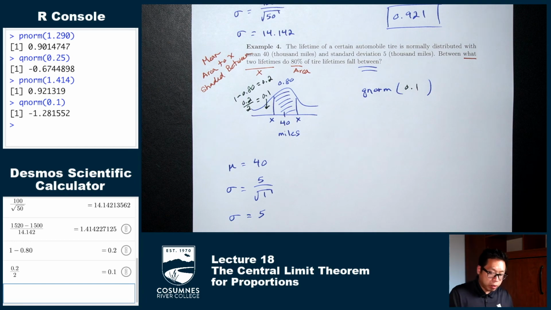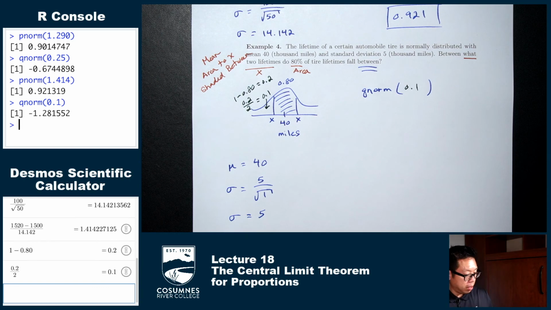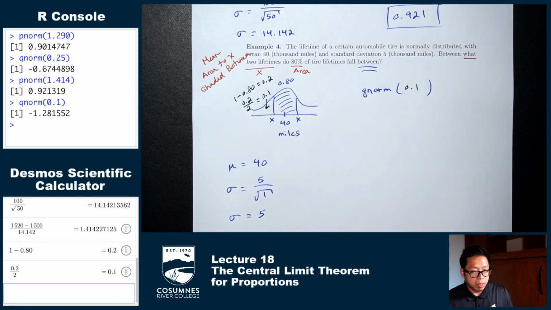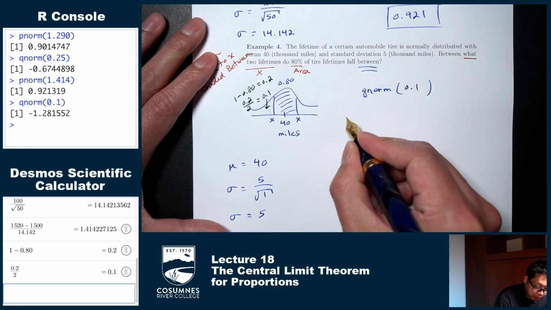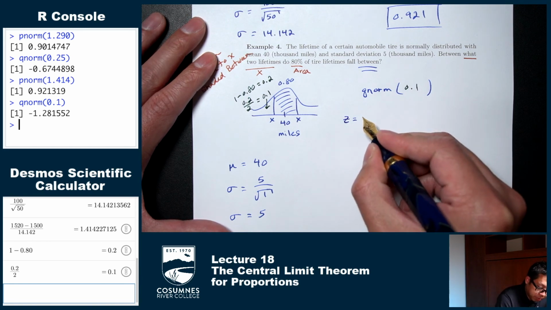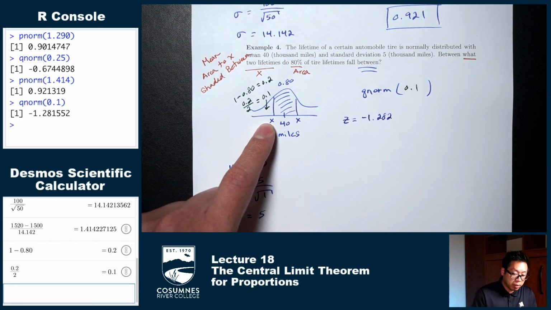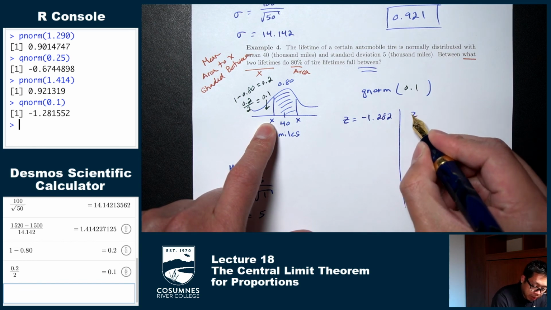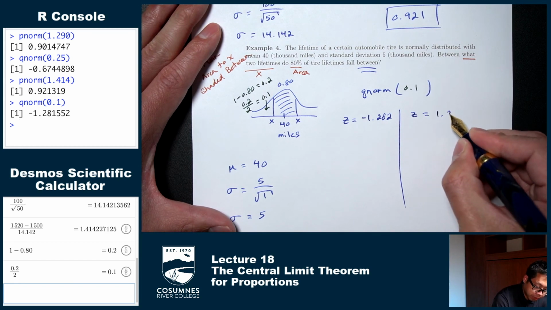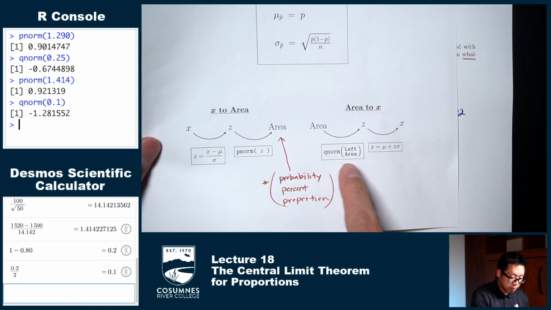The way q-norm works is it takes an area and it outputs a z. Because at the end of the day, I want two x's, I need two z's. So this z is negative 1.282. That's going to give me the left x later on. For the right x, that's just going to be the positive version, so positive 1.282. All right, so we just did area to z by doing q-norm.